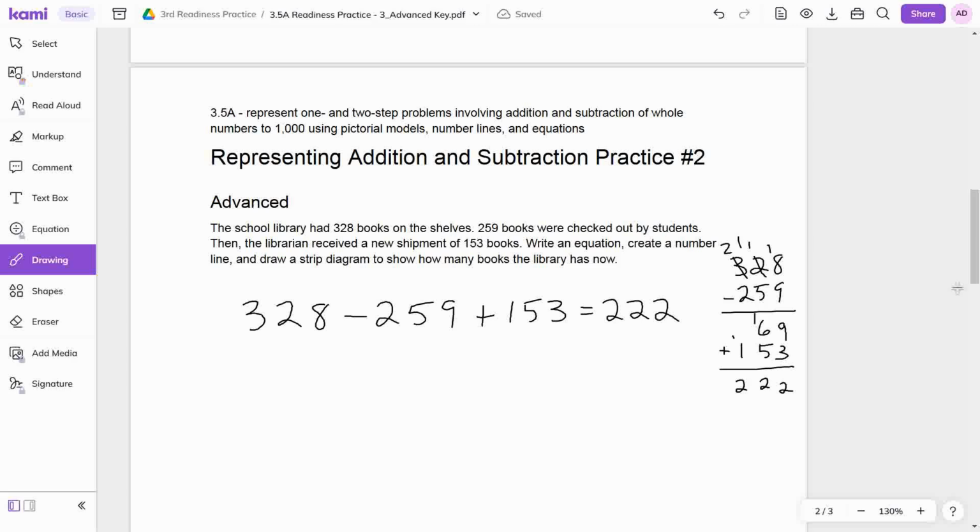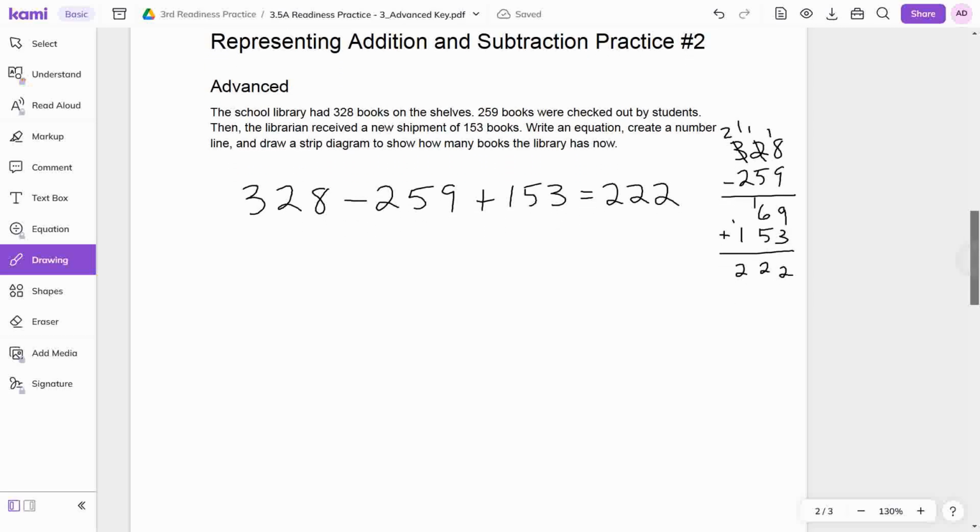How much did I have at the end? 222. I also need to create a number line and a strip diagram, so we can follow that same pattern that we had earlier. So let's have a number line. This time let's make it go to 400.